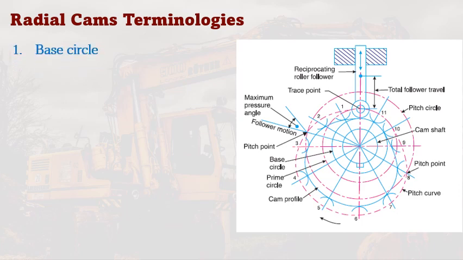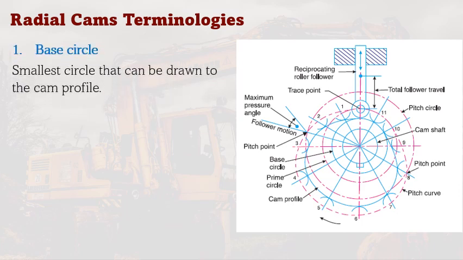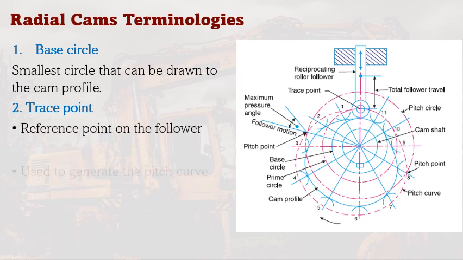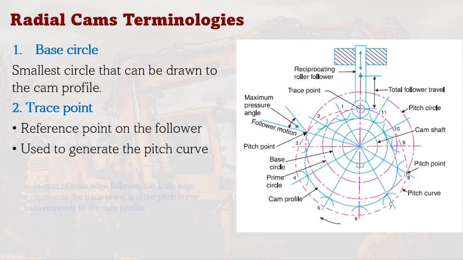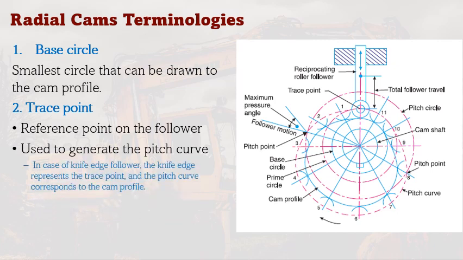The first is the base circle. The base circle is the smallest circle that can be drawn to the cam profile. The trace point, on the other hand, is the reference point on the follower. It is used to generate the pitch curve. In case of the knife edge follower, the knife edge represents the trace point, and the pitch curve corresponds to the cam profile. On the other hand, for roller follower, the center of the roller represents the trace point, and the pitch curve is not the cam profile. So we will be able to appreciate this trace point and pitch curve later on.